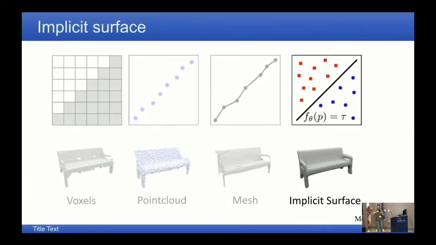In order to go from that to something you can display, you have to use outside procedures like marching cubes that take occupancy and transform it back to meshes so you can display them. But it also gives a good opportunity to use the universal approximation theorem of networks, that they can essentially represent any function you want.